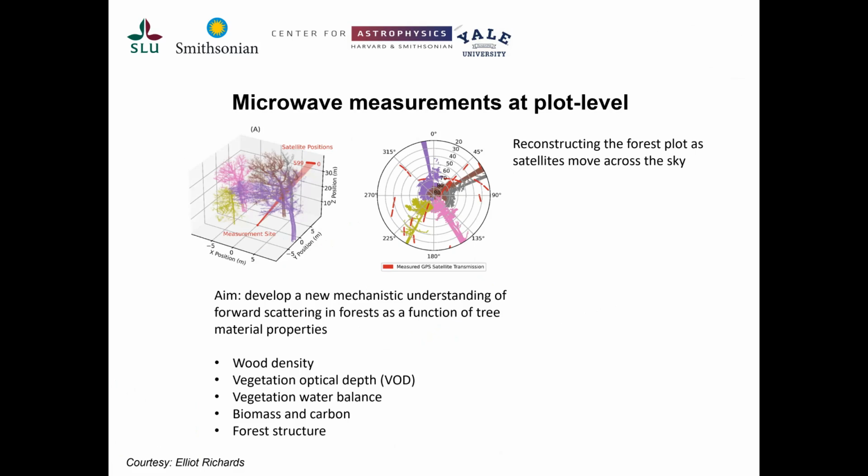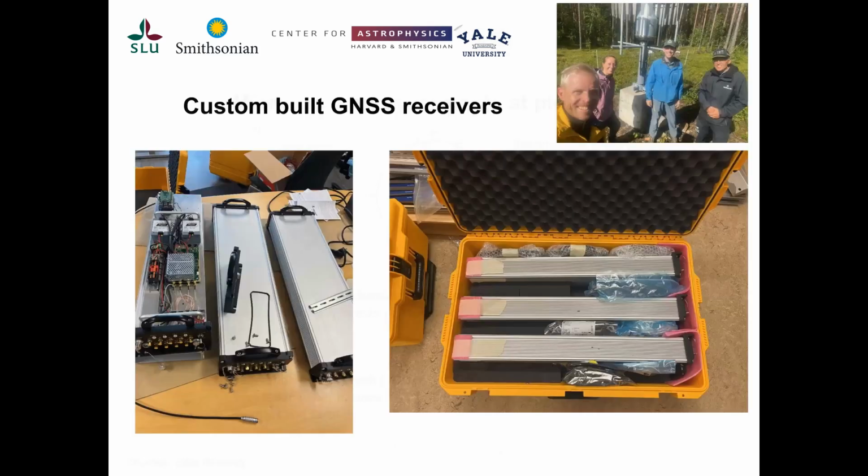This is a collaboration with the Smithsonian, Harvard, and Yale University in the US. Although we have a little bit of a challenge with the political situation, they are very skilled at what they're doing. We have built these GNSS receivers, where we have 3 of these receivers at SVU, and they have 3 receivers in the US. The hope is to do some first measurements this winter in the States, and then we're going to do the first measurements hopefully next summer in Sweden.